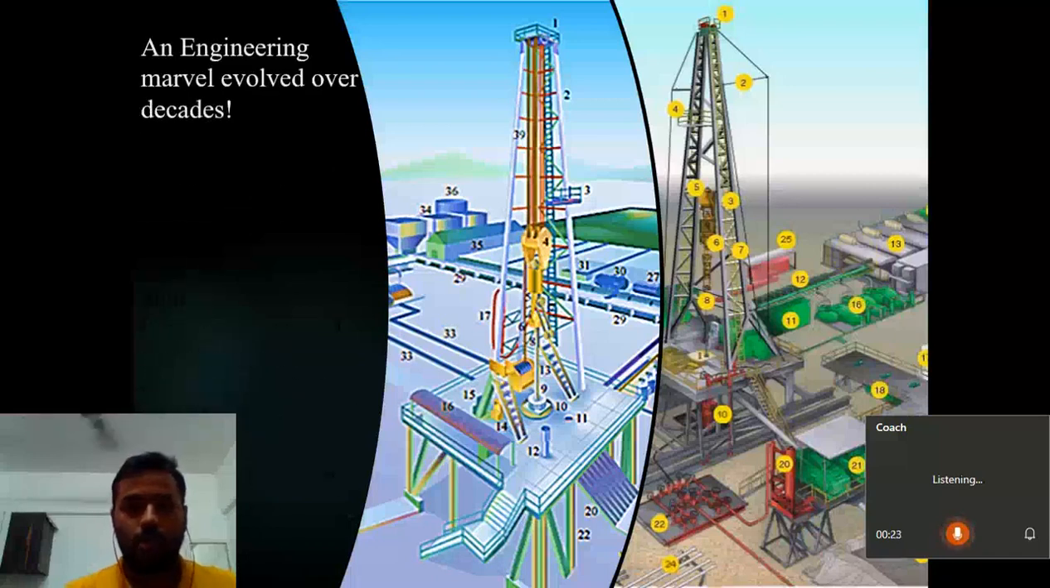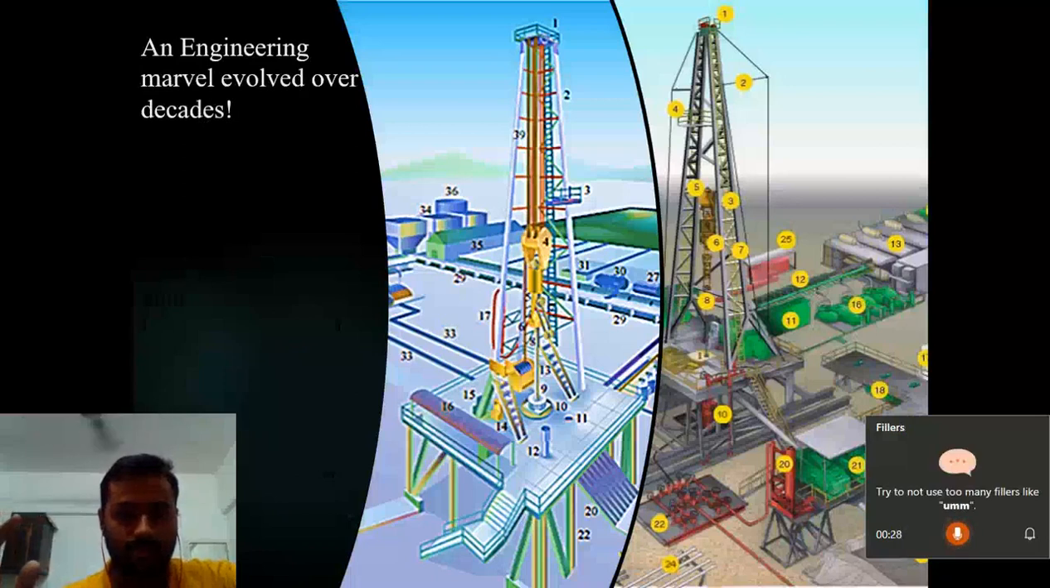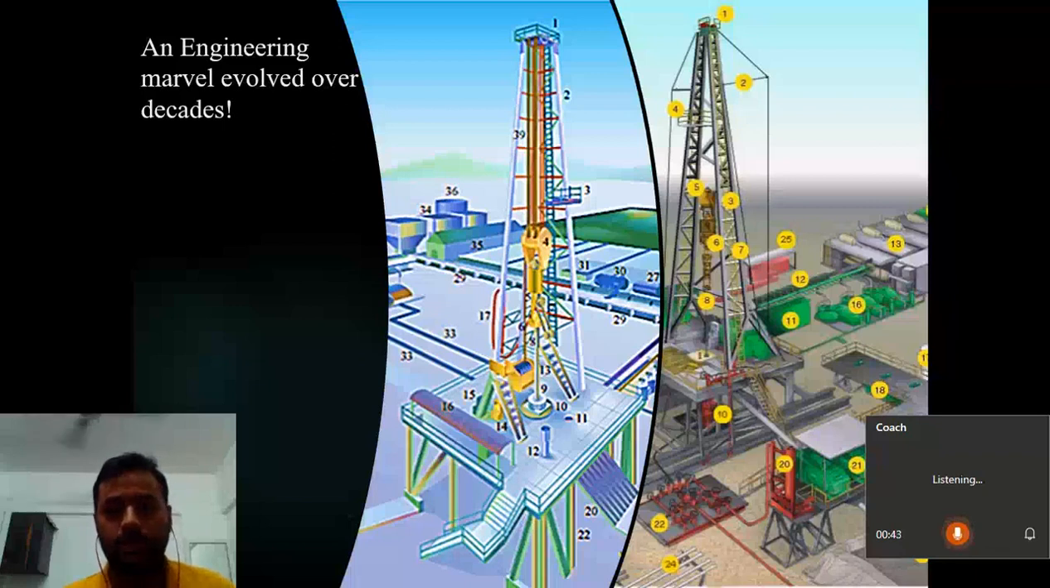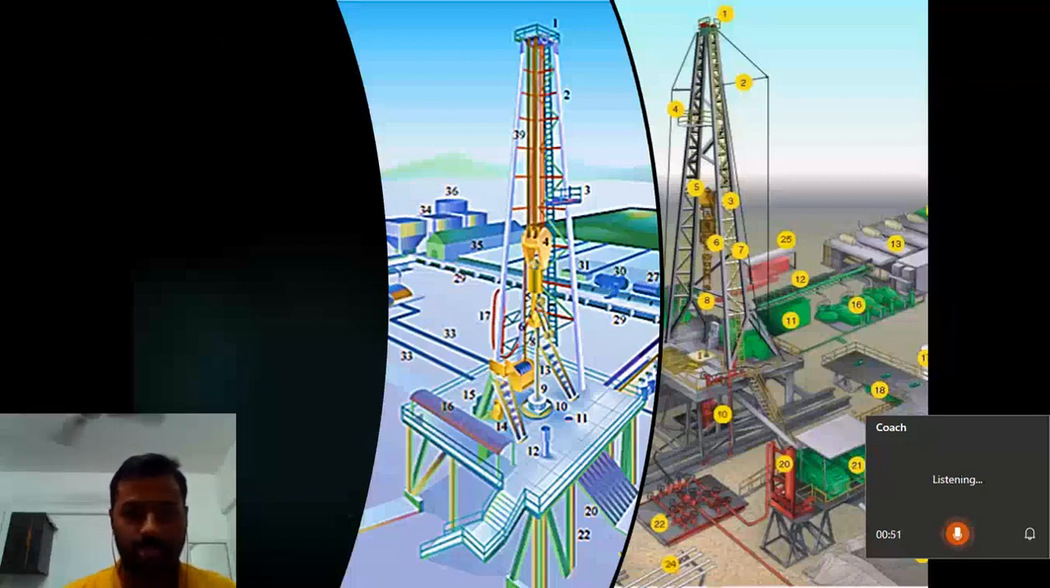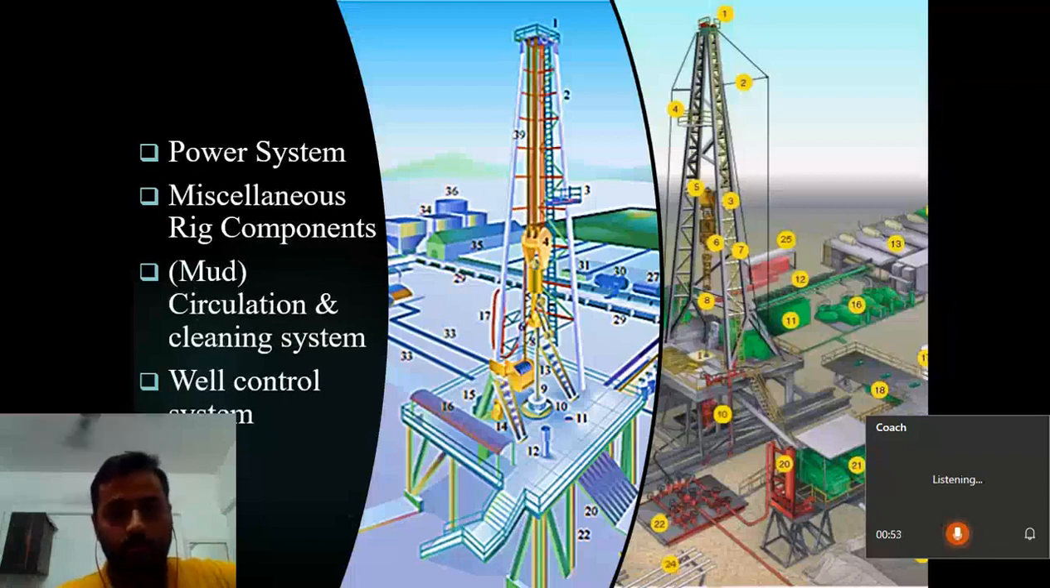Understanding an oil rig in just a few sentences is very complex. It's a big structure. Oil rigs have evolved over years. It's an engineering marvel. So to explain the concepts, I have tried to break down the oil rig into some parts based on different functions. These are my parts or components. We will look at them one after the other as we proceed.